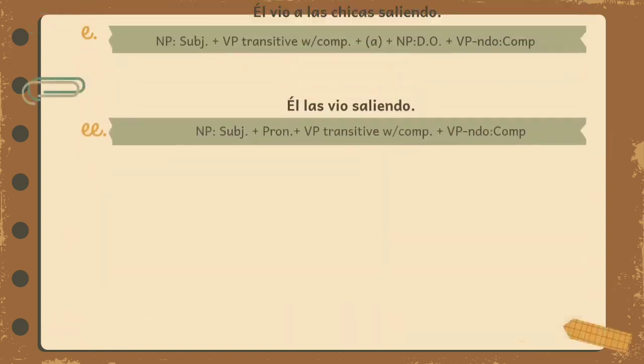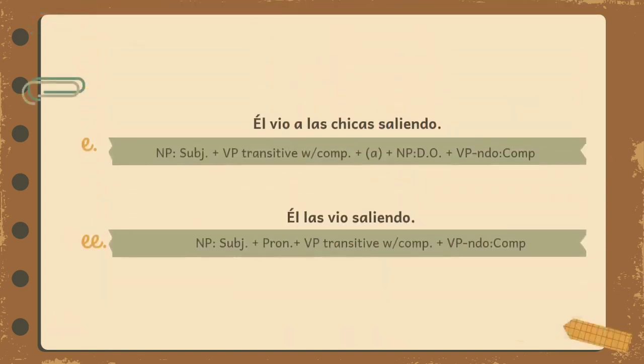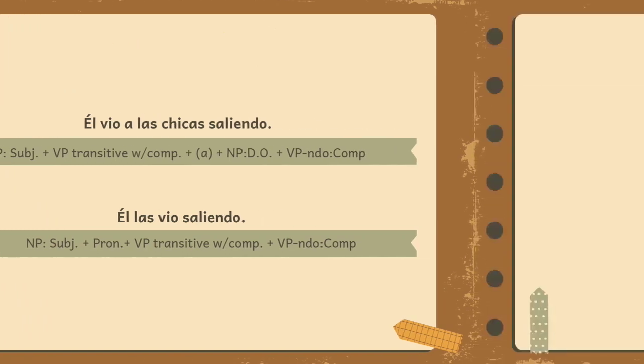E. Él vio a las chicas saliendo. Noun phrase as subject, verb phrase transitive with complement, plus a, plus noun phrase as direct object, plus verb phrase in the endo form, saliendo, as complement. E. Él las vio saliendo. Noun phrase as subject, pronoun las referring to chicas, verb phrase transitive with complement, plus verb phrase in the endo form as a complement.